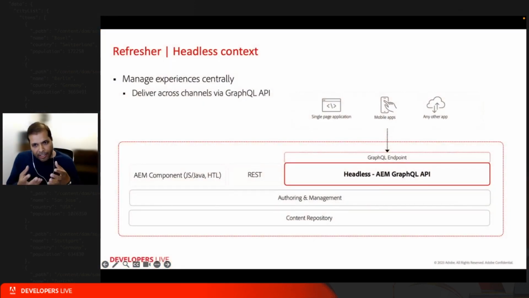AEM GraphQL API goes a step further than traditional full-stack and hybrid solutions. It provides a more focused solution for channel-neutral, reusable fragments and their cross-channel delivery. AEM GraphQL API enables you to use your content fragments in a headless manner, and this on top of existing AEM workflows that you already know.